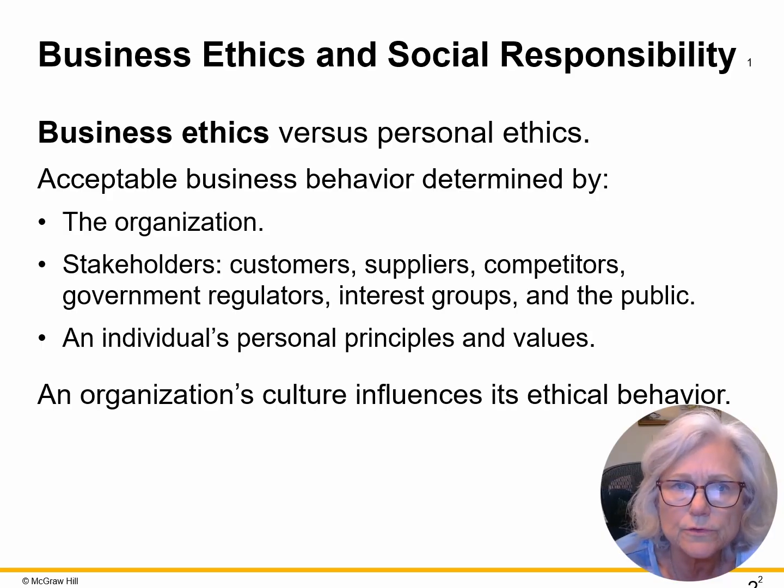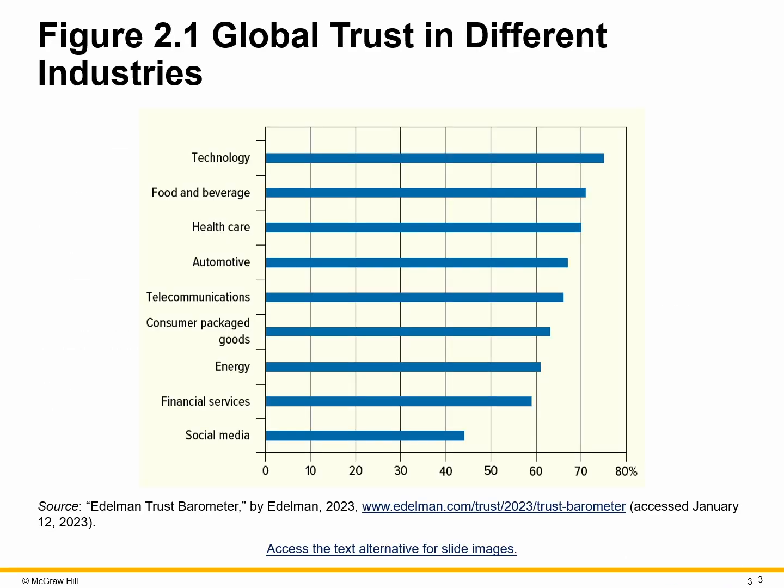Okay, in figure 2.1, you can look, these are showing the different industries, and you will notice that financial services is almost at the very bottom. Of course, social media is at the very bottom. So while the majority of the population is going to trust most business, some do not. And a lot of it is simply because of what is portrayed in the news.